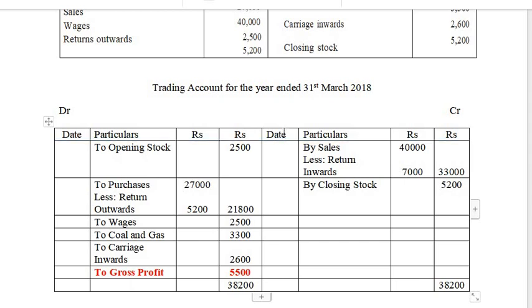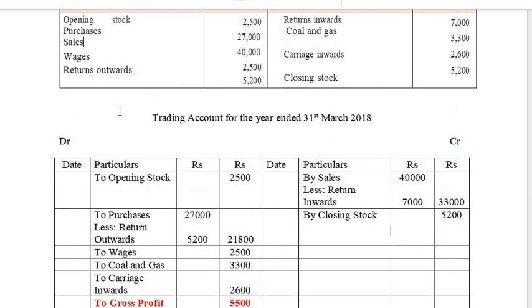On the right hand side of a notebook you have to write date, particulars, inner amount column and external amount column. Okay, then from the question, as I already said, in the trading account the first information you have to consider, the opening stock, is mandatory, compulsory, and is given in your question. So you have to start with that.